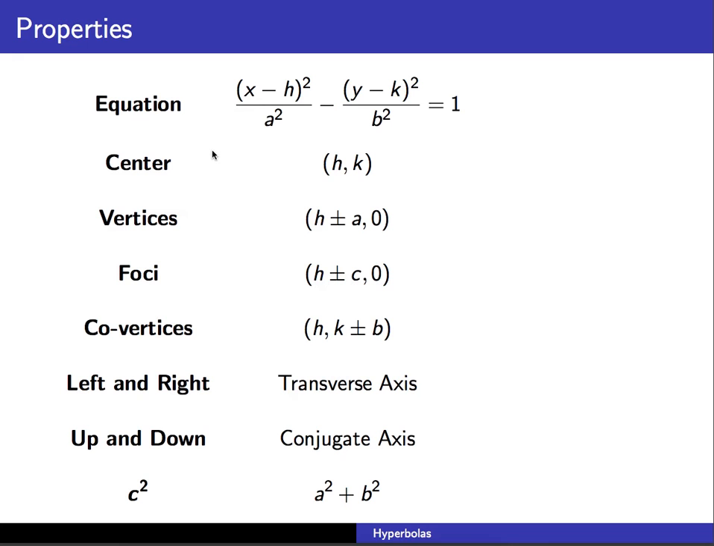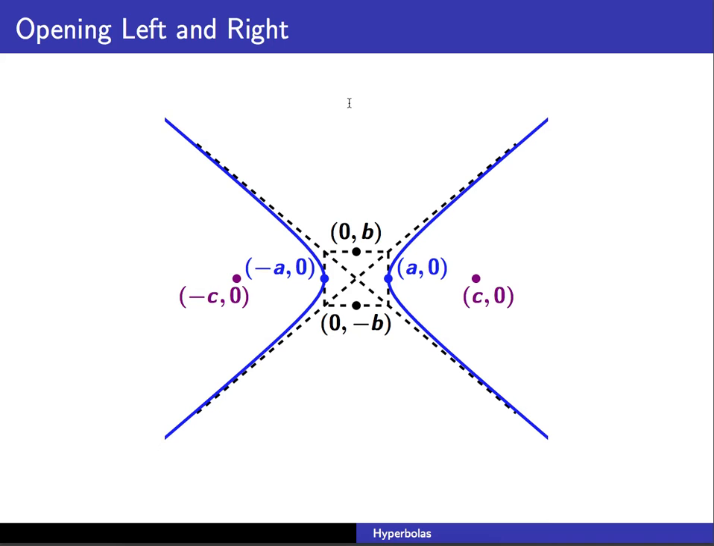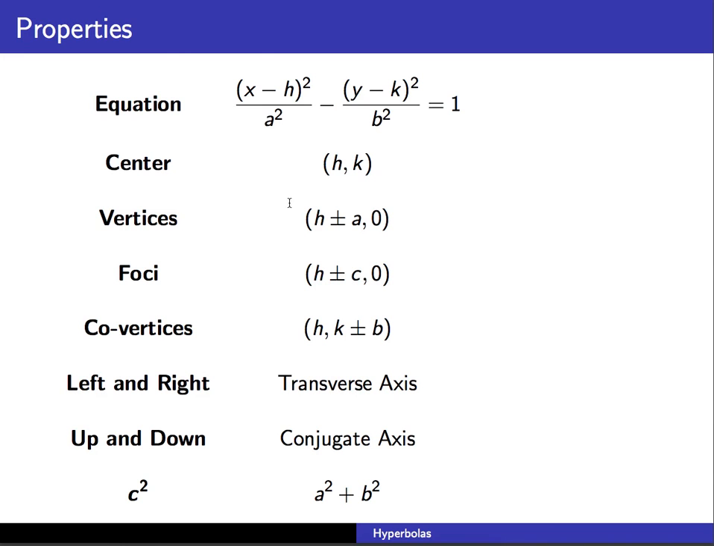So with opening left and right, your x minus h in parentheses squared over a squared, it's positive, minus y minus k squared over b squared equals 1. This is our standard form, opening left and right. Because the minus is in front of the y, that's automatically going to make our hyperbola open left and right. Our center is still (h, k), vertices still h plus or minus a, and same with the foci, should be a k, not a 0.